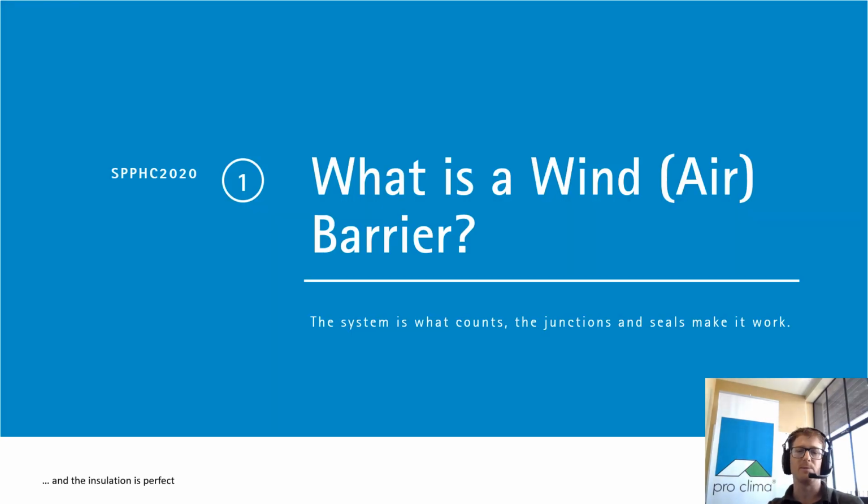So the next question we need to ask is, what is a wind barrier? And the answer to this question is, it's the system that counts, and the junctions and seals make it work.